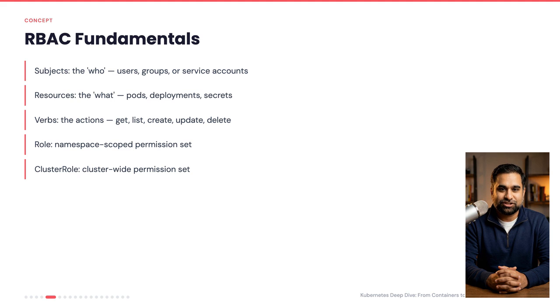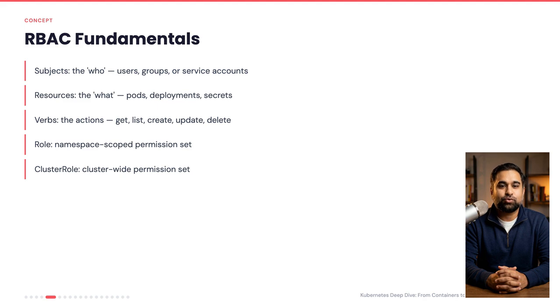RBAC answers one simple question: who is allowed to do what? RBAC has four key components. Subjects are the who, users, groups, or service accounts. Resources are the what, pods, deployments, secrets. Verbs are the actions: get, list, create, update, delete. Roles are the glue, saying this set of verbs is allowed on this set of resources. Roles come in two flavors. A role is namespace scoped, only applying within a specific namespace. A cluster role is cluster wide.